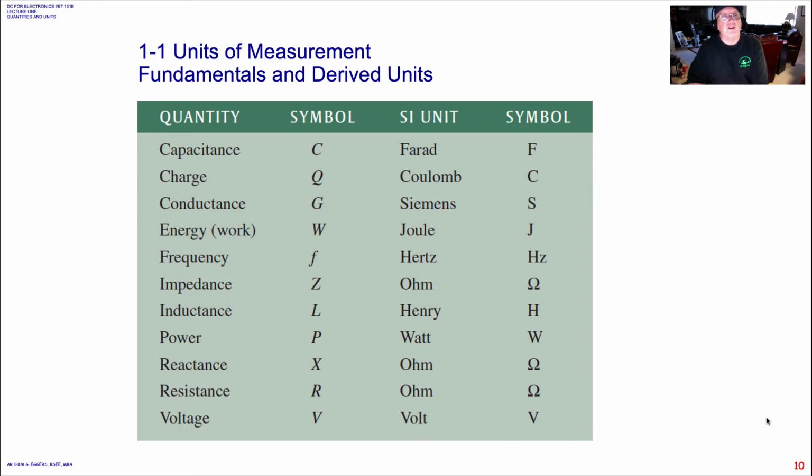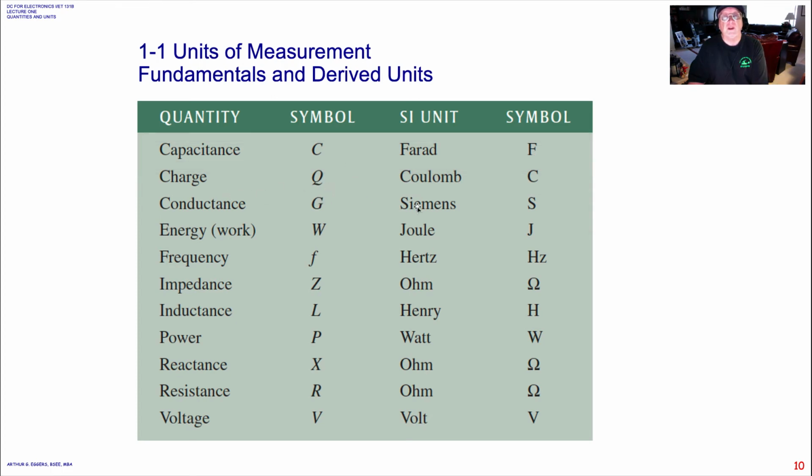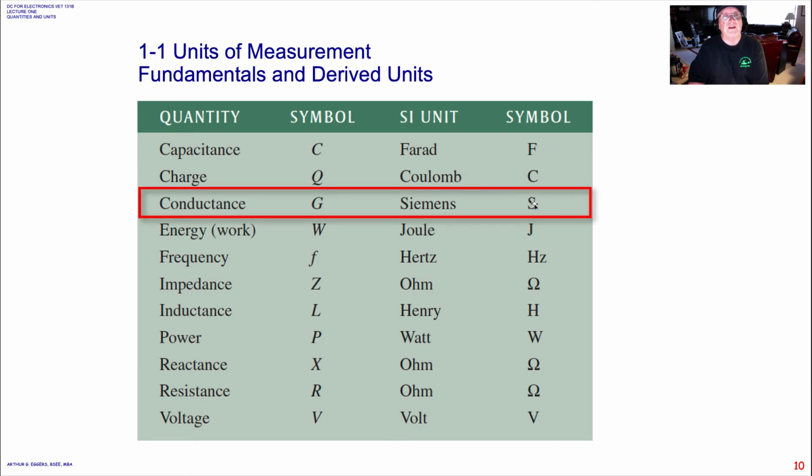Looking at fundamental units for things like capacitance, charge, conductance, energy, frequency, impedance, inductance, power, reactance, resistance, and voltage. Again, we use the corresponding symbols for them when we write them out mathematically. We also use the SI unit. So a capacitance, symbol C, we use the SI unit of a farad, and we use the capital F. Conductance, we use G, and we call it Siemens, or S. We don't typically use the term mho anymore, which is ohms spelled backwards.